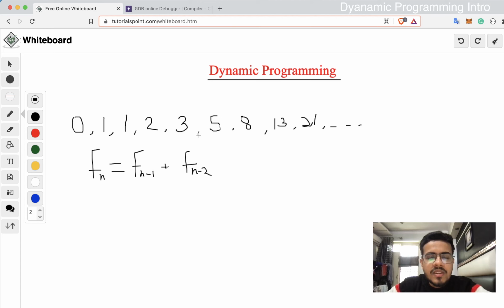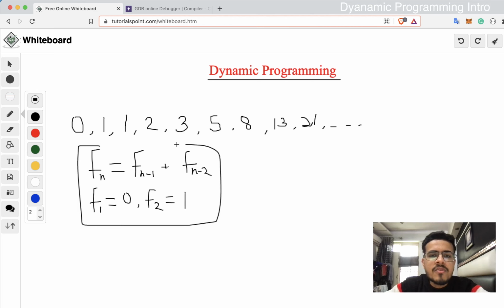You can also look at this in this way. Just one thing: the first two Fibonacci numbers, that is f of 1 is equal to 0, the first Fibonacci number is 0, and the second Fibonacci number is equal to 1. So this is the recursive formula for finding the nth Fibonacci number. Here you can see that this number, this 2, is the sum of these two numbers, that is 1 plus 1 gives you 2.